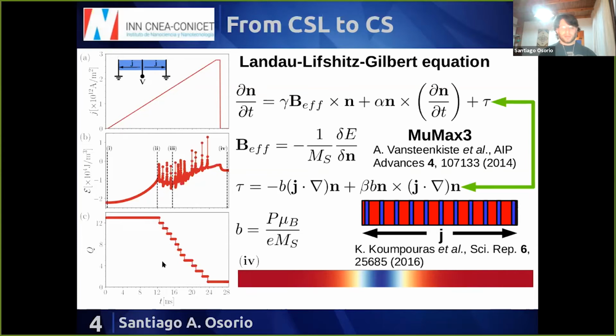Indeed, in figure C, we see that the winding number decreases in steps, showing that the destruction of one soliton occurs at each step. So we start from the chiral soliton lattice with 13 solitons here to end up with just one chiral soliton here. And the corresponding state is represented on this side of the slide, which consists of exactly one chiral soliton located at the center of the system.